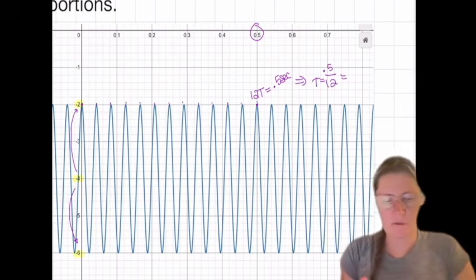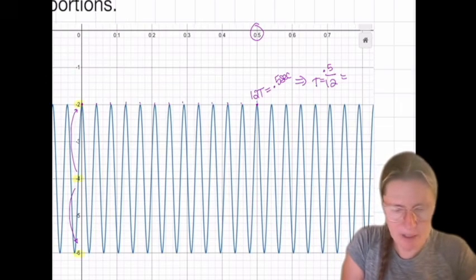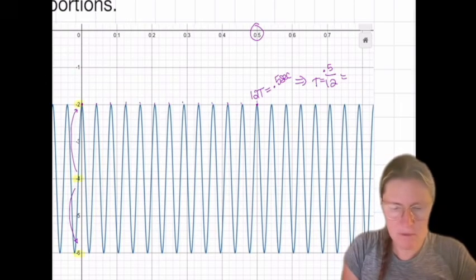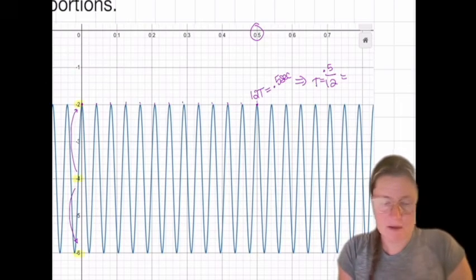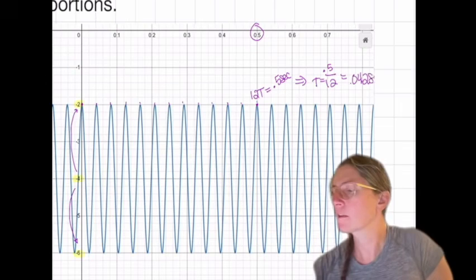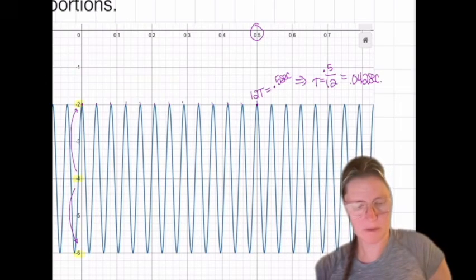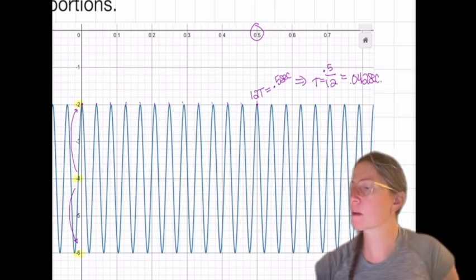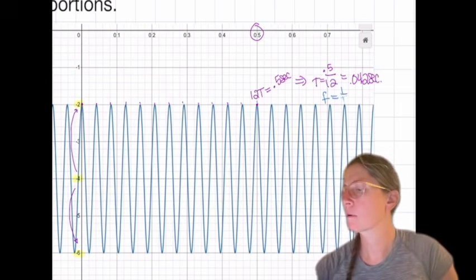Which gives a value of 0.5 over 12, so 0.042 seconds, and then f is going to be 1 over that, which gives me a frequency of 24 hertz.